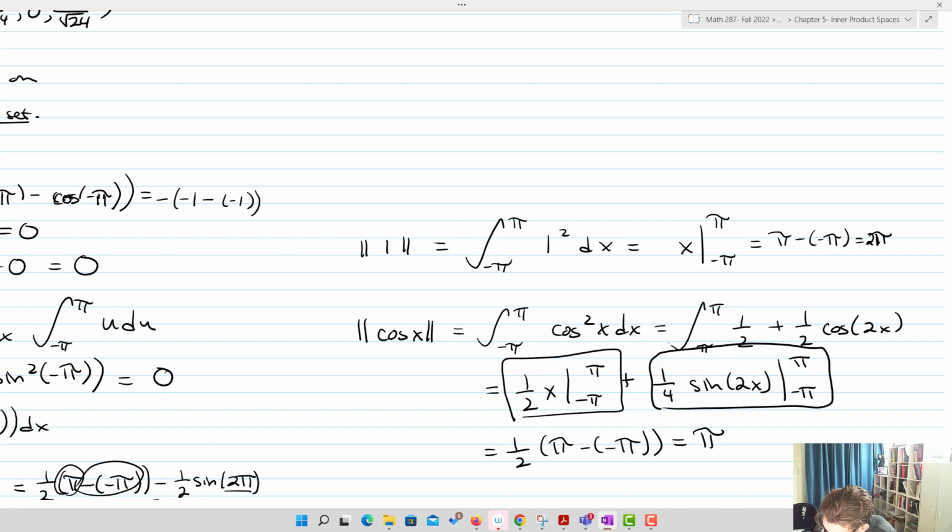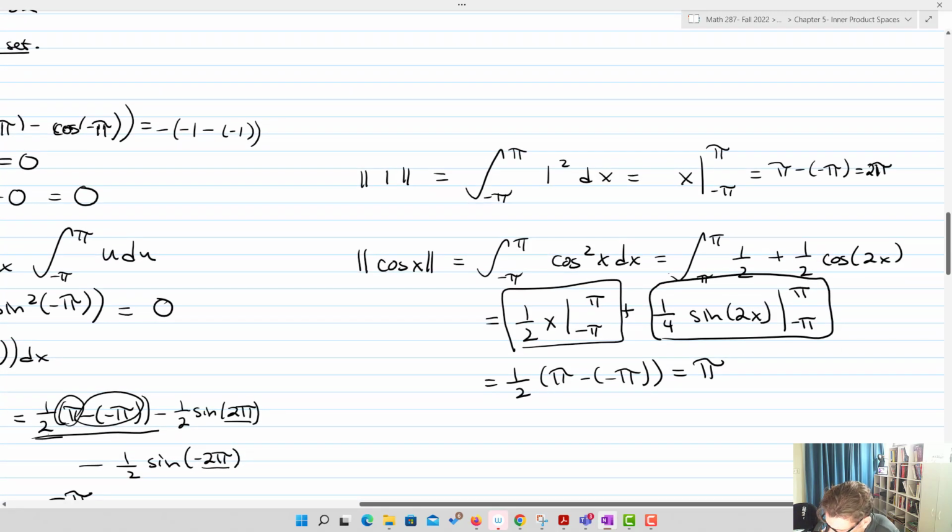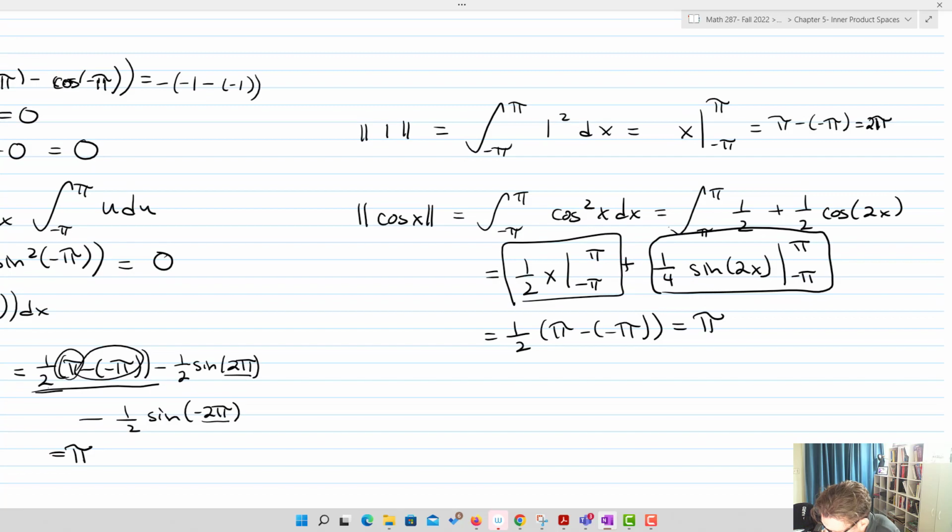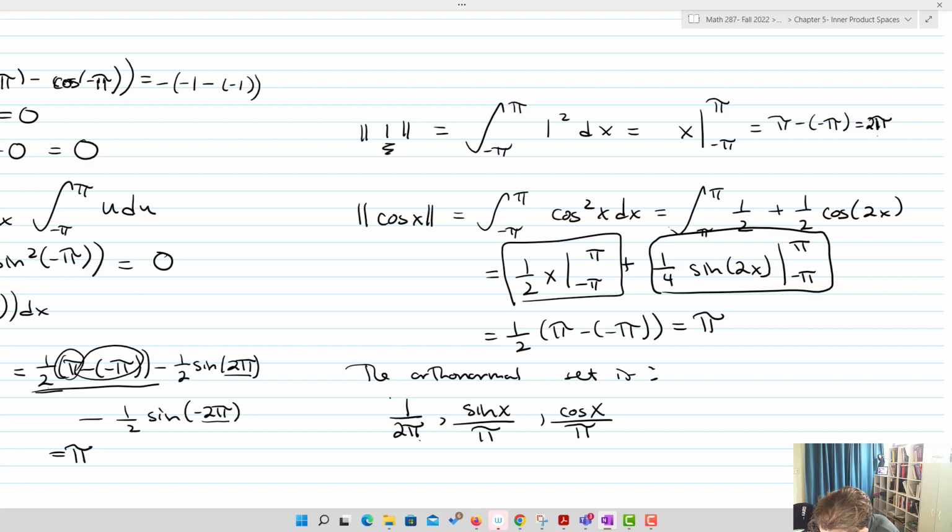There we are. So the orthonormal set is, we've got 1 over the square root of 2 pi, right? Because that's the vector 1 divided by its norm, which was 2 pi, comma, and then we'll have sine x over pi and cosine x over pi, and that is your orthonormal set.